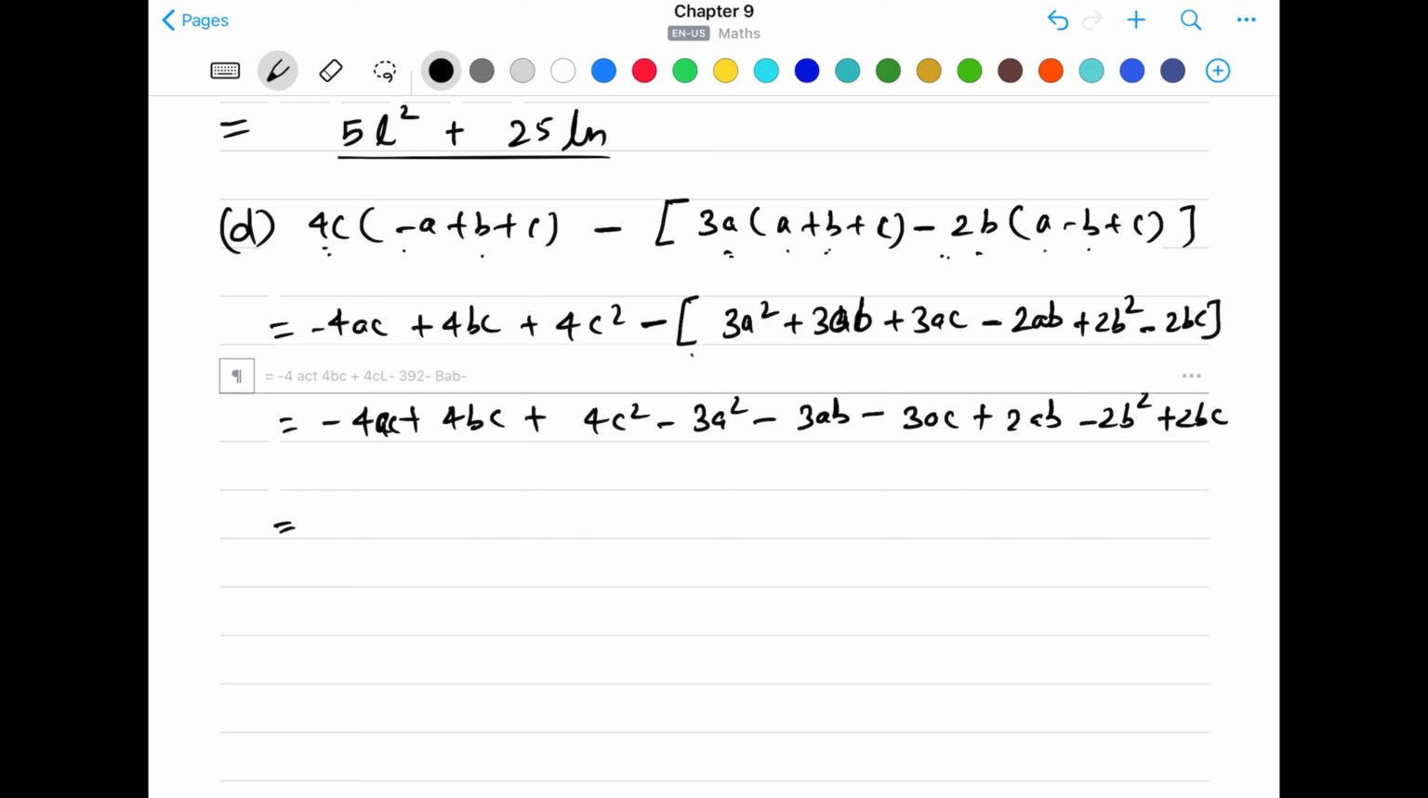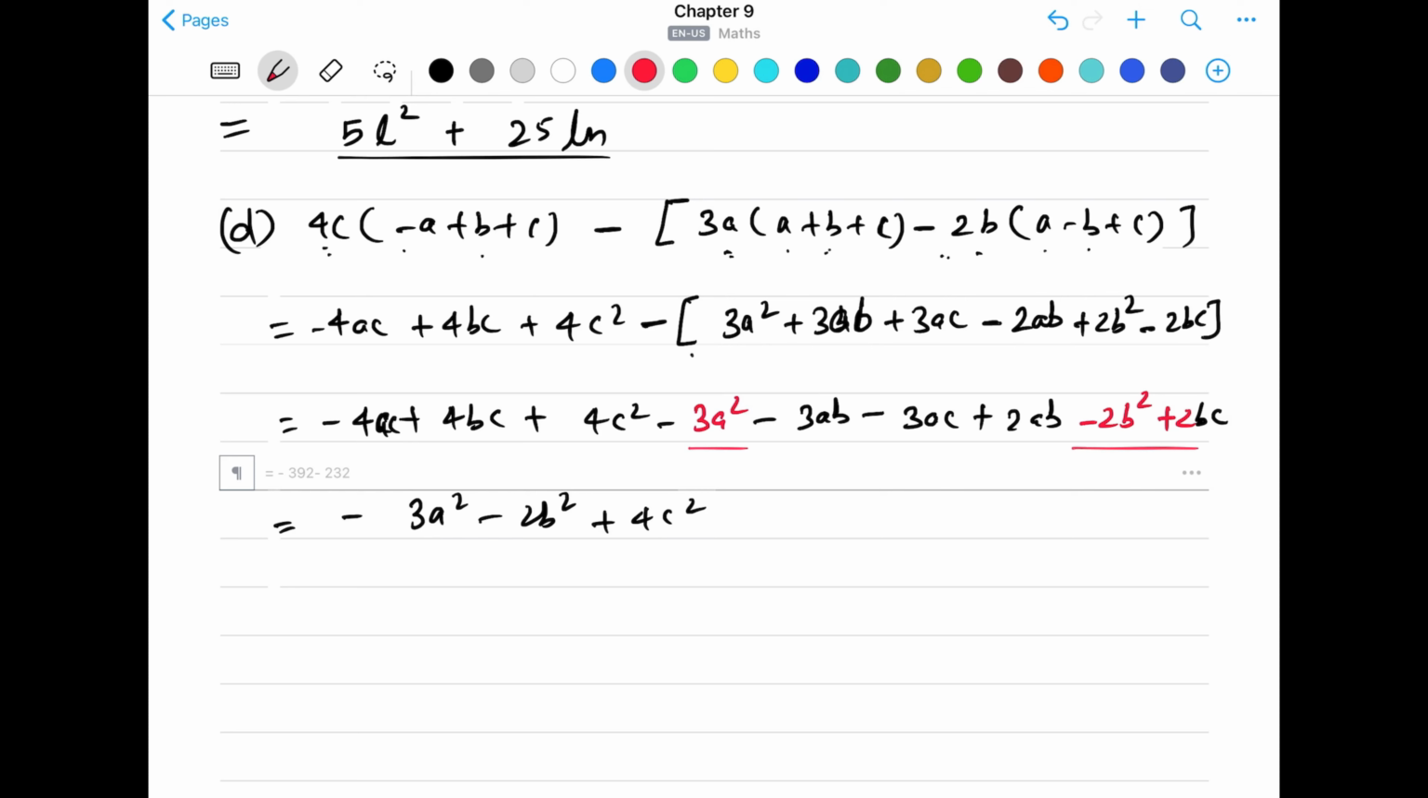Okay, now we are going to find out the like and the unlike terms, and we're going to add or subtract them. So first we have this 3a square, we don't have any other a square term, so we'll write this first as minus 3a square. After that we have this b square term, we don't have any other b square term here, so we'll write this as minus 2b square. Then we have this plus 4c square.